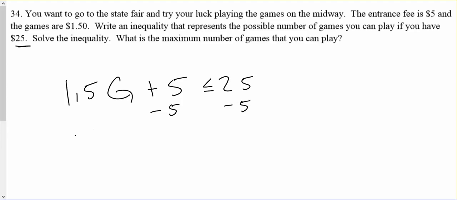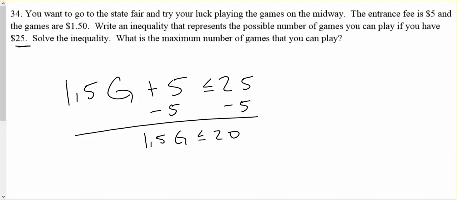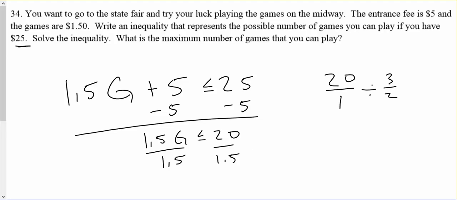Subtract 5, 1.5G is less than or equal to 20. Divide by 1.5, divide by 1.5. So this is really 20 divided by 1.5, which is 3/2. So 20, which is the same as 20 times 2/3. So that's, I can't simplify anything, so 40/3. G is less than or equal to 40/3.